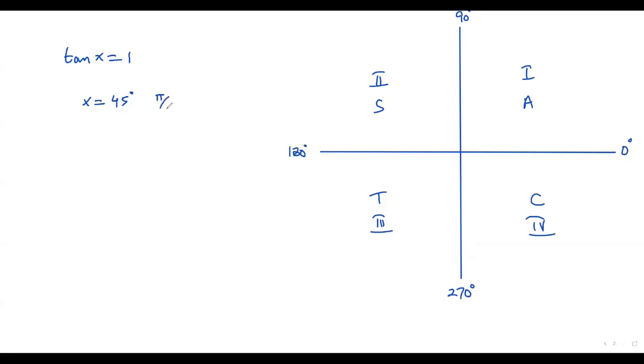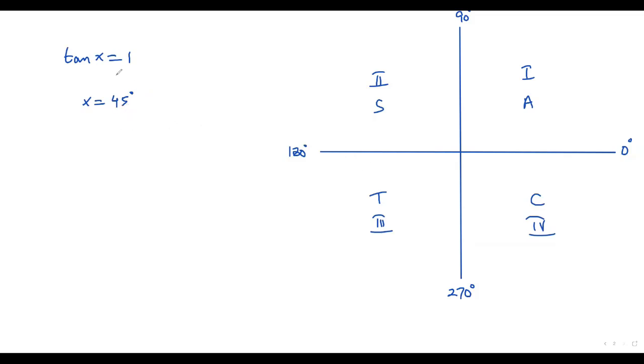Otherwise, we can get the angle measure in radians also, that is pi over 4. Now I got the value of x, that is 45. When I plug in 45 degrees for x over here, that is tan 45 degrees equals 1. I got one of the solutions for the given trigonometric equation, that is 45 degrees. So we got this solution in the first quadrant as we discussed earlier.